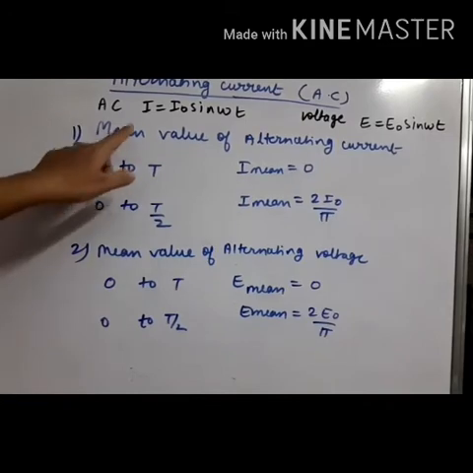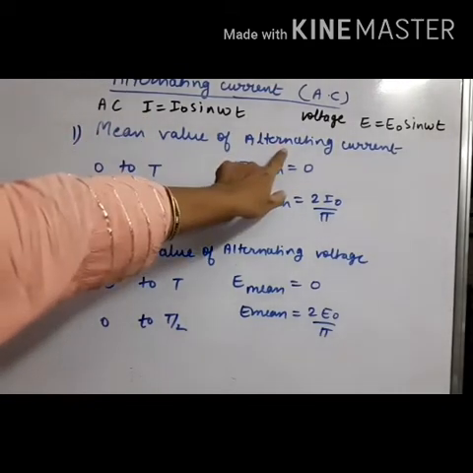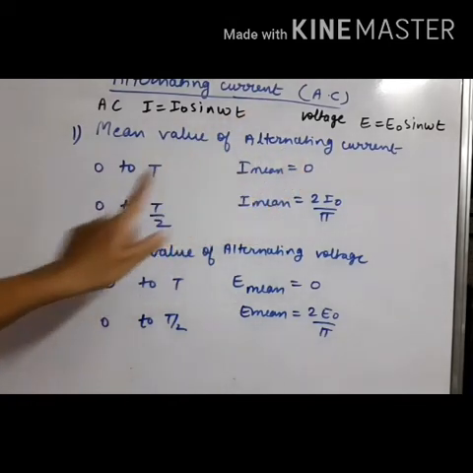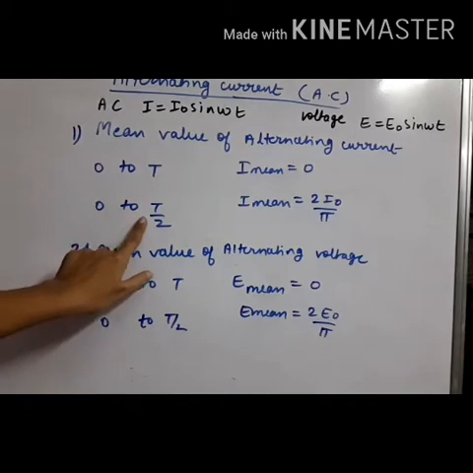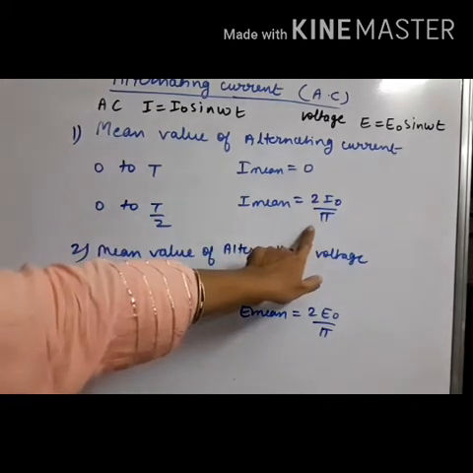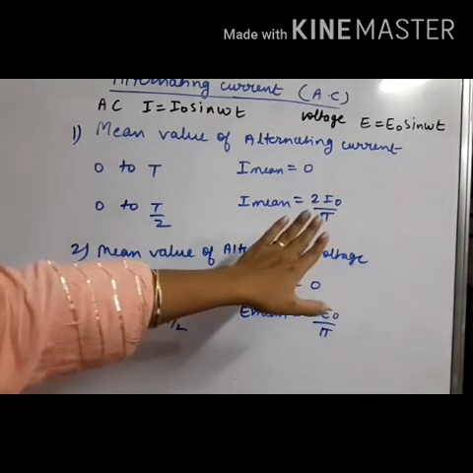So students, as you have understood, the mean value of alternating current over the 0 to T interval is 0, but for 0 to T by 2, which means half interval, you have to remember the mean value formula 2 I0 by pi. I0 means peak current, or maximum current.